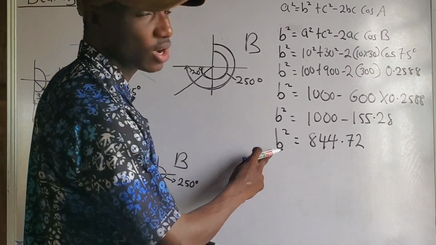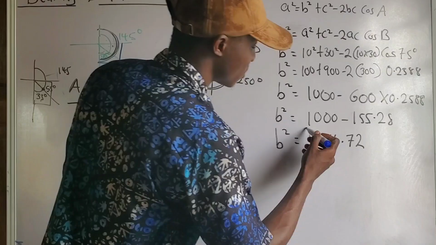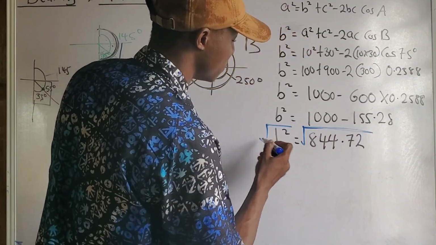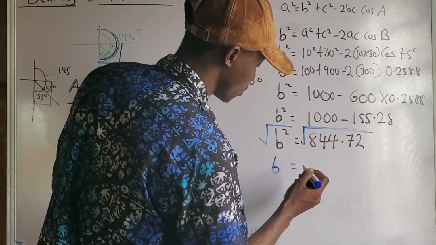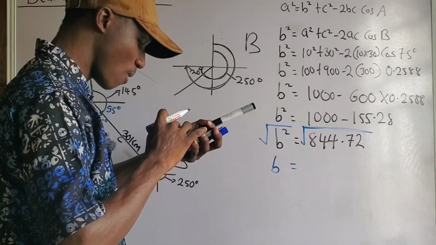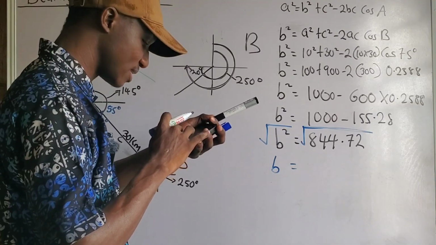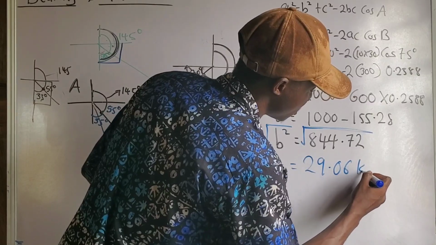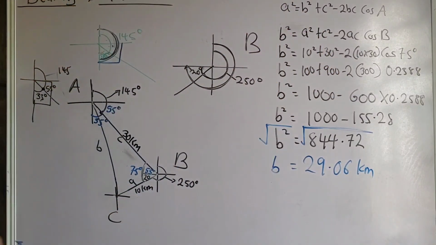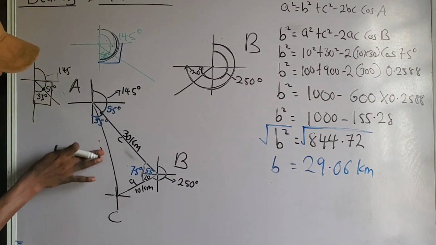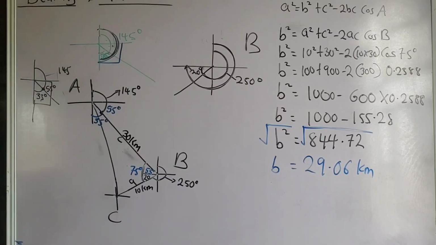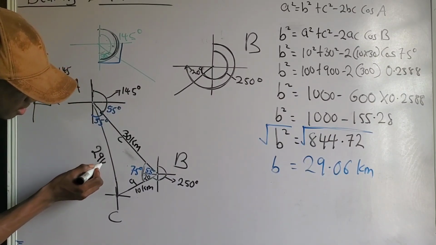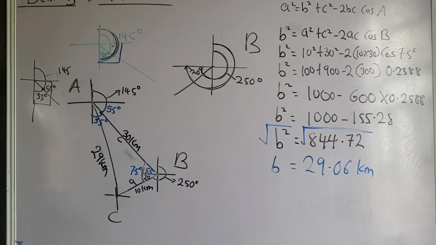To get the value of b, you have to take the square root of both sides. Okay, so I'm going to have the square root of this, the square root of this. So b is equal to the square root of 844.72. That is 29.06 kilometers. So the length of this side is 29 kilometers. Do you understand? So the distance of the car from the starting point is 29 kilometers.